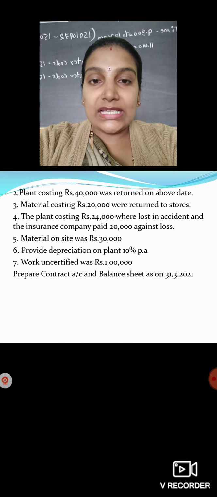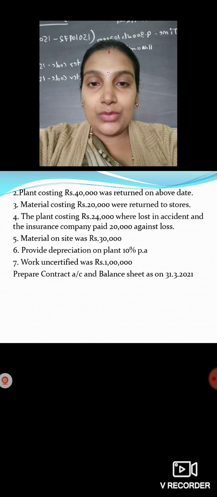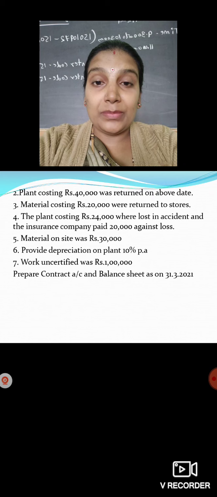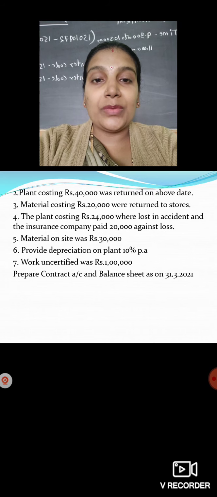Then material on site it is 30,000, means closing material. Then provide depreciation 10% on the plant. Then work certified, work uncertified we have it as 1 lakh. Then you have to prepare contract account as well as balance sheet here.